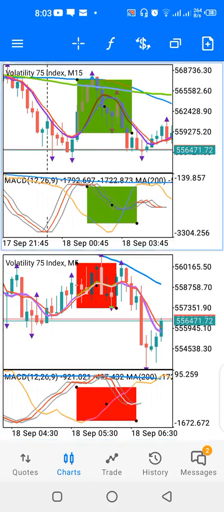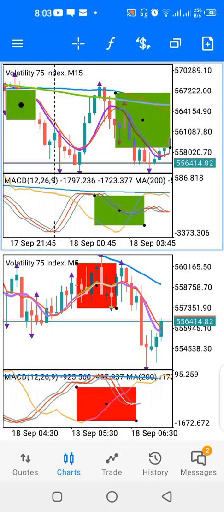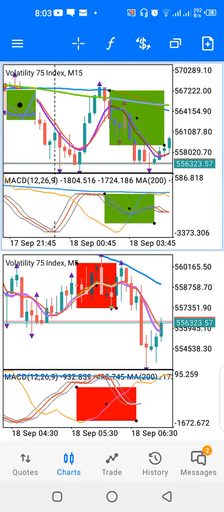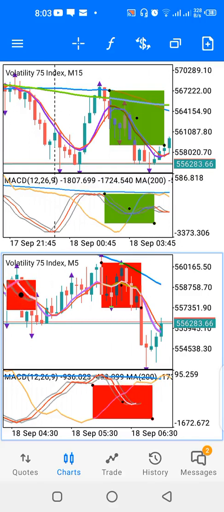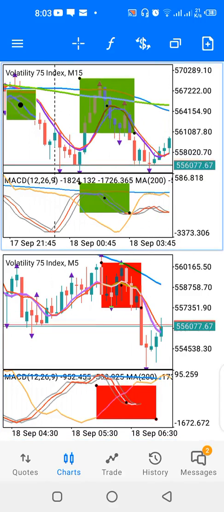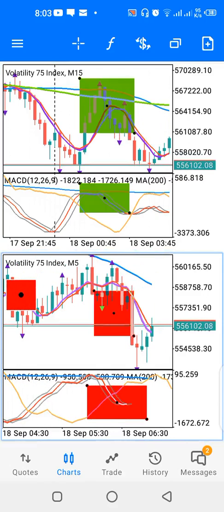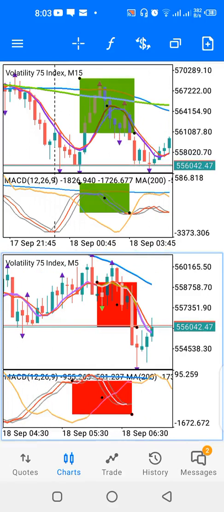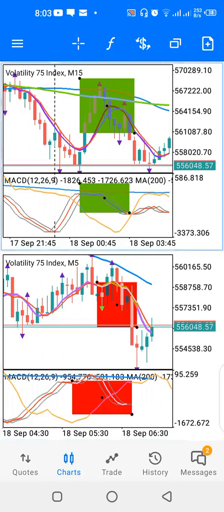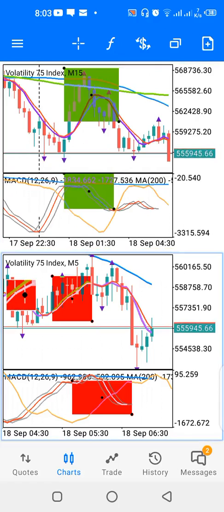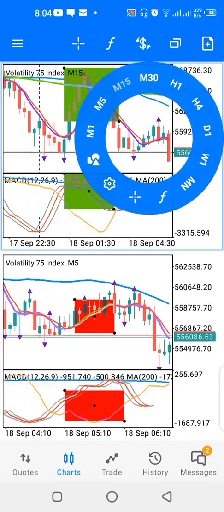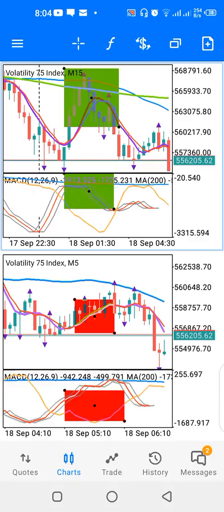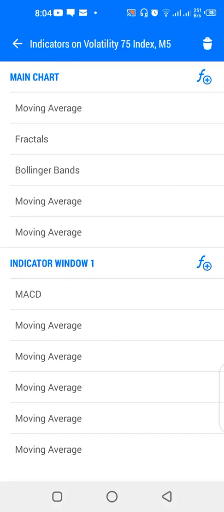If you have a sell setup here, and a sell setup here, and a sell setup here, and also here, there will come a time you have a sell setup on all the indicator windows. Then that's the perfect time for you to click your sell trade, and then you take some points. If you have a buy setup on all the windows, that's the perfect time to buy. It's the same indicator parameters on the upper window as on the lower window.